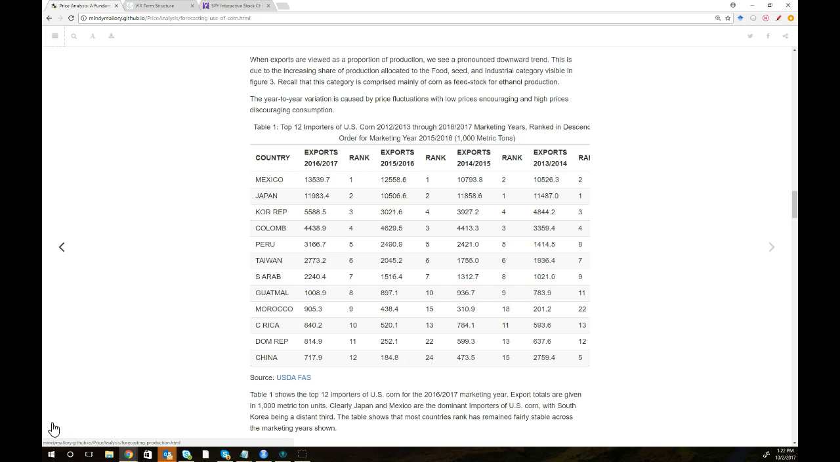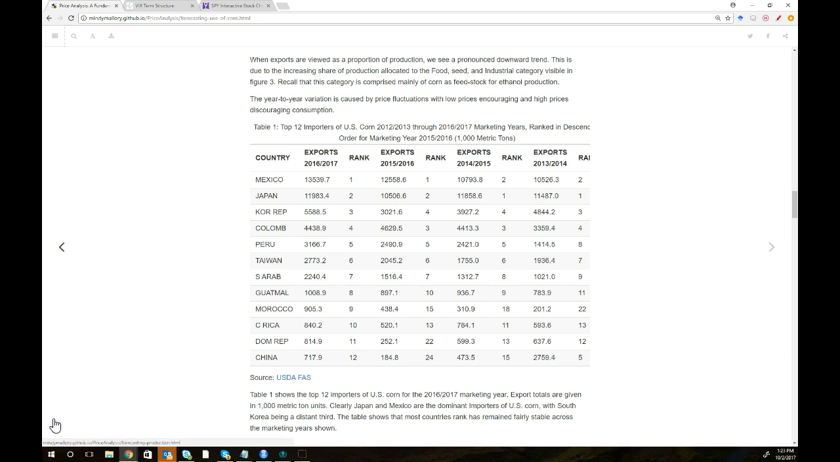Speaking of exports, let's take a look here in Table 1 at our top 12 importers of U.S. corn from marketing years 2012 through 2016. Remember, the 2016-2017 marketing year is the one that we harvested last fall in 2016 and just completed in August of 2017. So we can see here that the largest importers of U.S. corn are Mexico and Japan, respectively, and they're fairly close in the amounts that they are importing from the U.S. A distant third is South Korea, and then other countries falling in behind there.